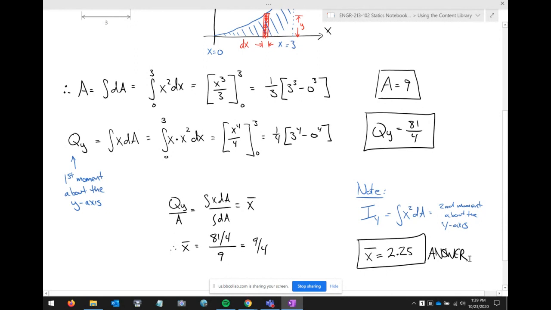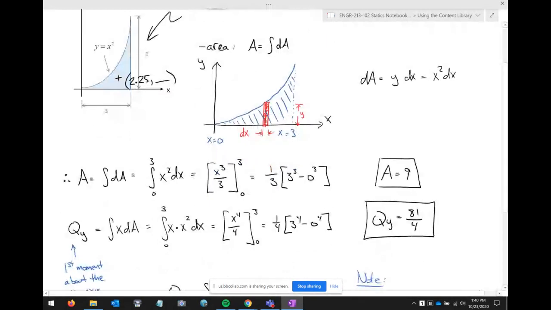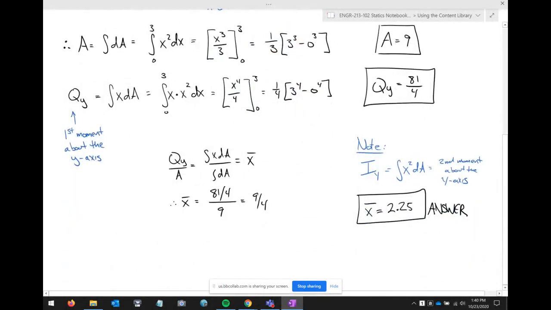Boom. Okay. Now, if here's my region, let me go back to the very beginning. I'm trying to find that magic point right there. The coordinates of that point are 2.25 comma something. I don't know what that something is yet because I haven't determined y bar. But if I wanted to balance that shape on the head of a pen, I'd put it at 2.25 comma something. Now, what about that something? How do we find that something?